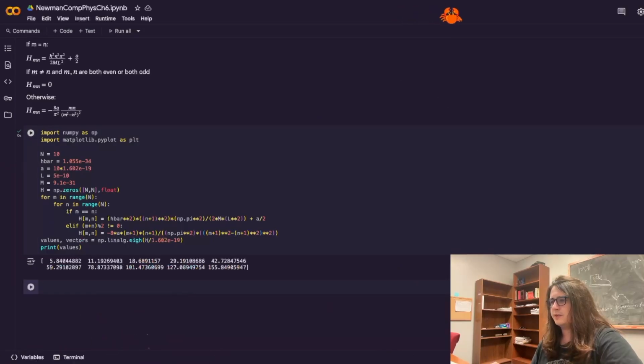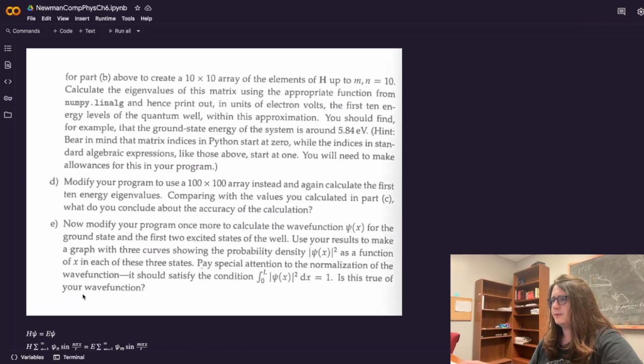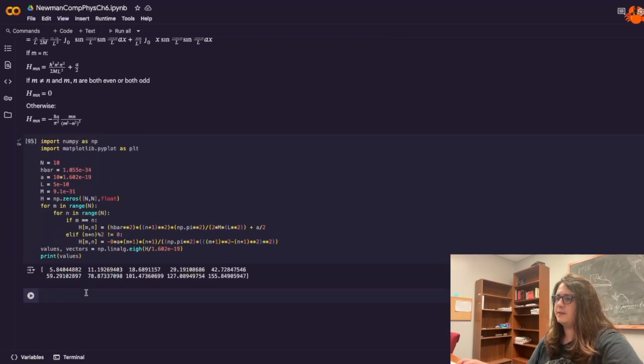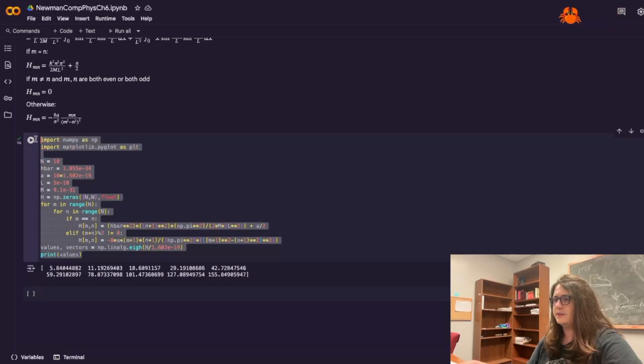Yeah, I wish I could have gotten that right on the first try, but there you go. It's correct now. So the next bit of the problem is to modify it to calculate the eigenvalues with a 100 by 100 array instead of a 10 by 10. That's a very easy thing to do.